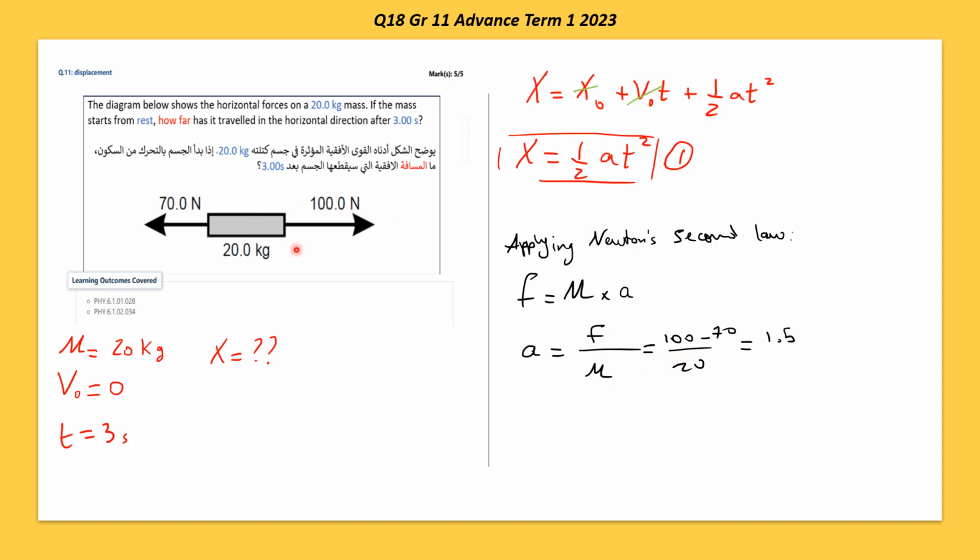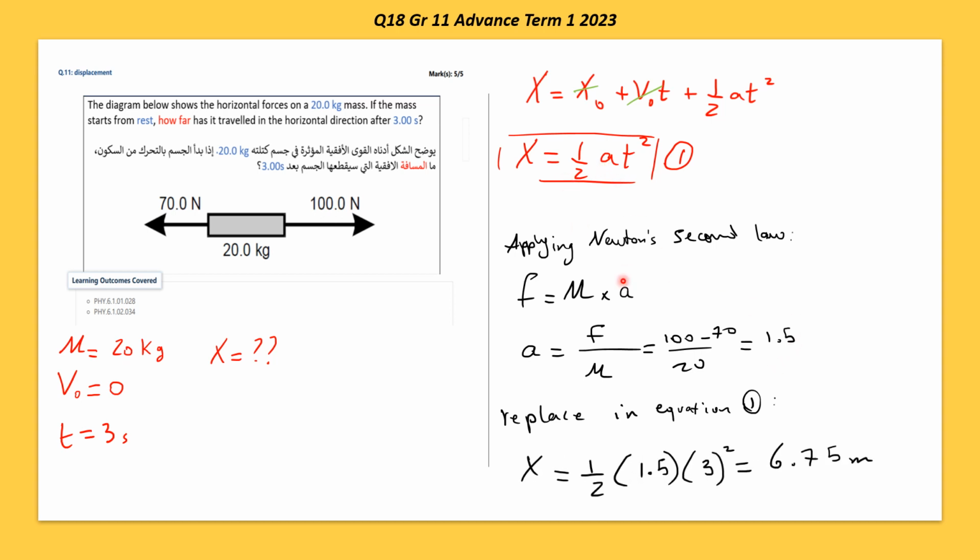By looking at the picture we can tell that we have two opposite forces. That's why we subtract the values: 100 minus 70, which is equal to 30, divided by 20, and the answer is 1.5 meters per second squared. We take that value and replace it in equation 1. So x is now equal to 6.75 meters.